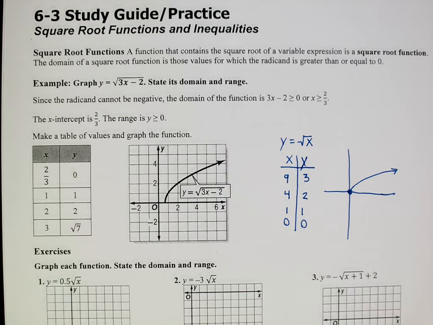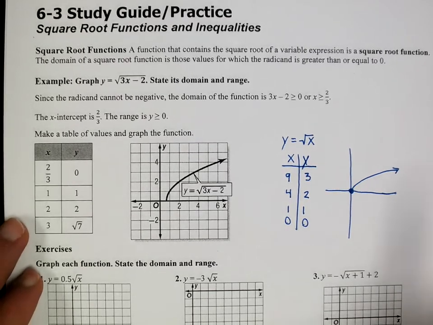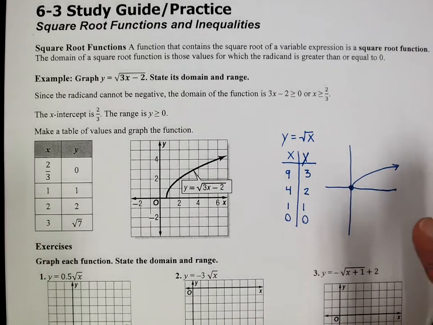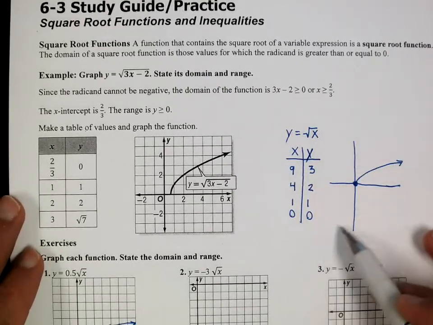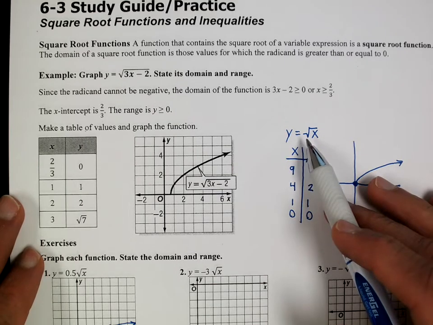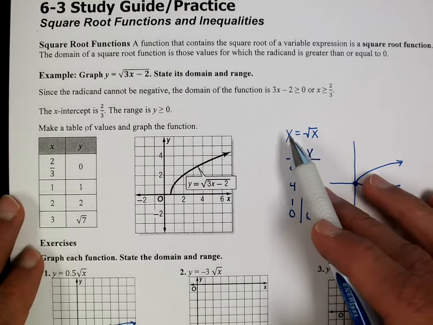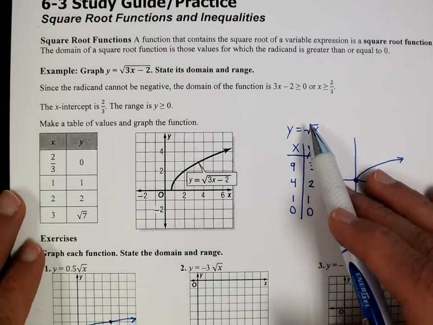About 6.3, which is square root functions and inequalities. Now on this part right here, before we start talking about any of this, remember, this is the parent function of any square root function. Remember, y is equal to the square root of x is the parent function.